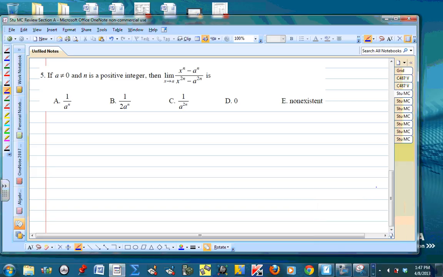Well, here's problem number 5. Buckle up, guys, because this one's going to get a little bit bumpy. We're asked to find a limit. They tell us that a is a number and is not equal to 0. N is any positive integer. We're supposed to find this limit.